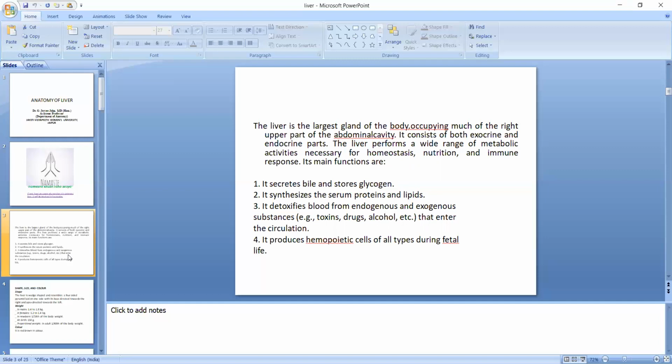The main functions are that it secretes bile and stores glycogen, and it synthesizes serum proteins and lipids. It detoxifies blood from endogenous and exogenous substances like toxins, drugs, and alcohol, etc., that enter the circulation, and it removes all these things from the blood. It produces hemopoietic cells of all types during fetal life.